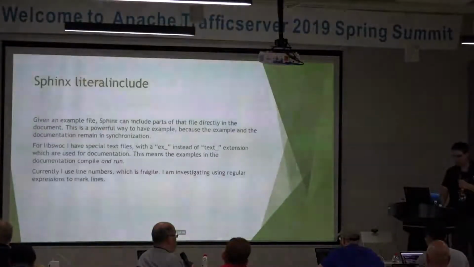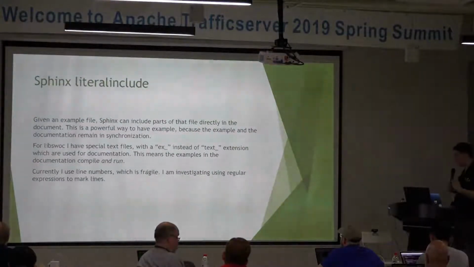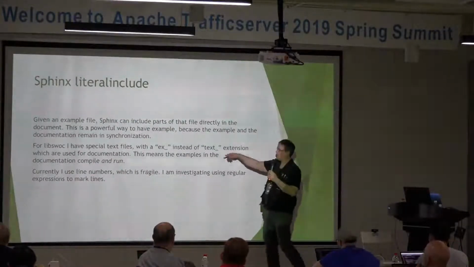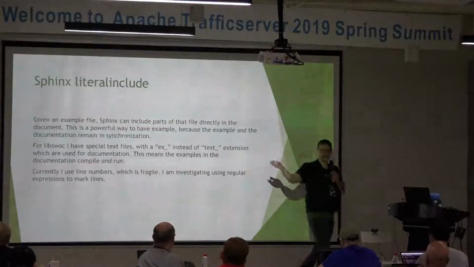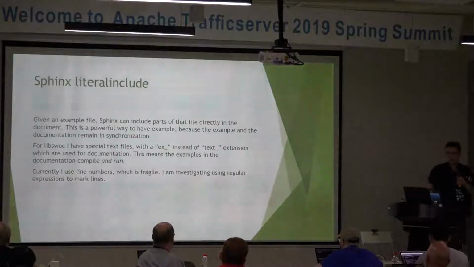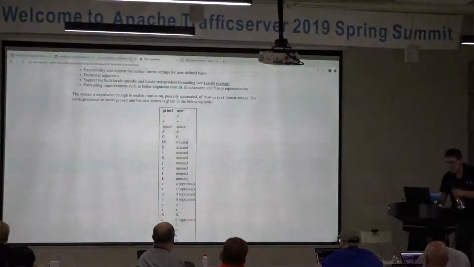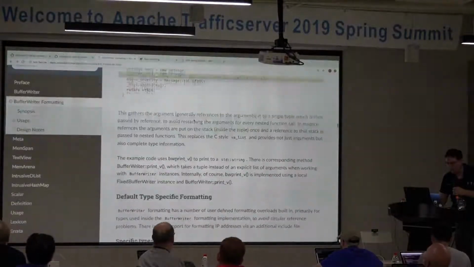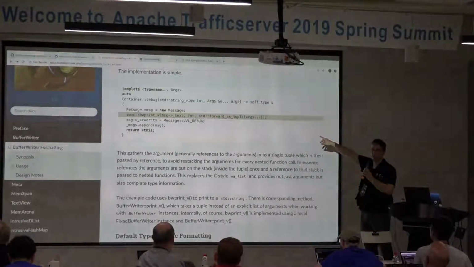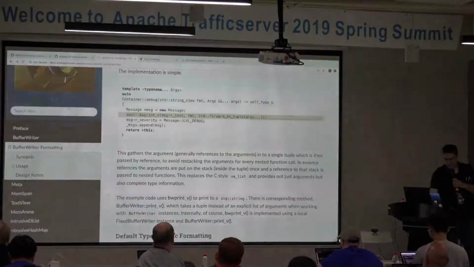So I want to talk about some additional tools to make sure people are aware of them. These are some of the things I like about Sphinx, why I want to move some of this stuff. Sphinx has this literal include thing, so you can say, here's a file, go include these lines from it directly into my documentation in a block quote. And this is really cool. Like the BufferWriter formatting, this is actual code that's coming out of a C file. This is not directly in the documentation itself.